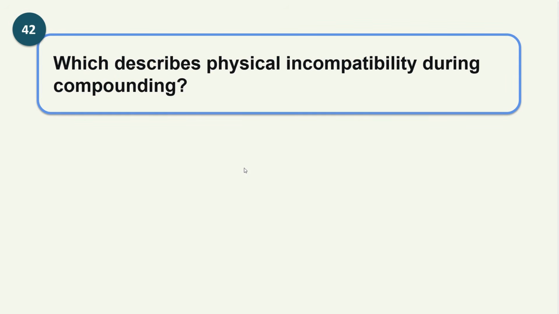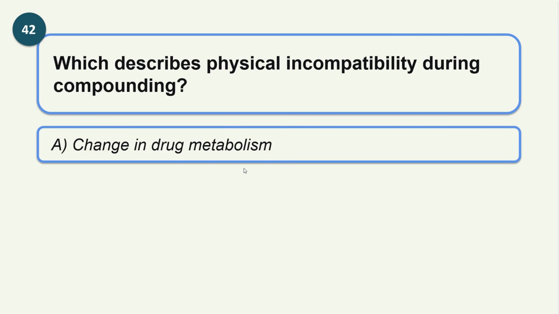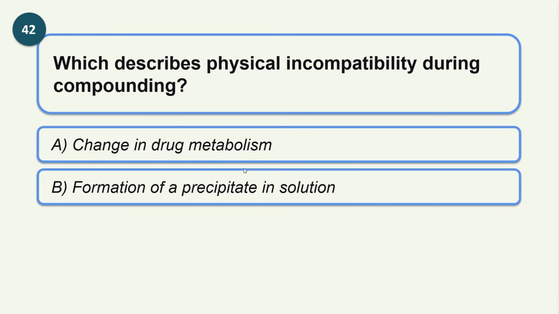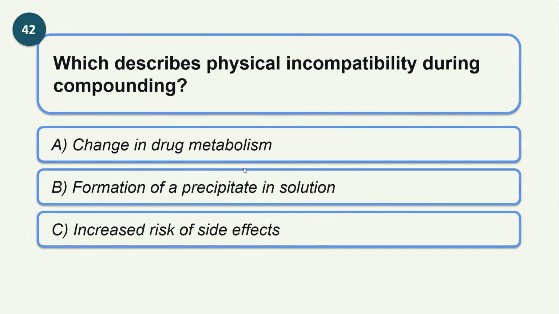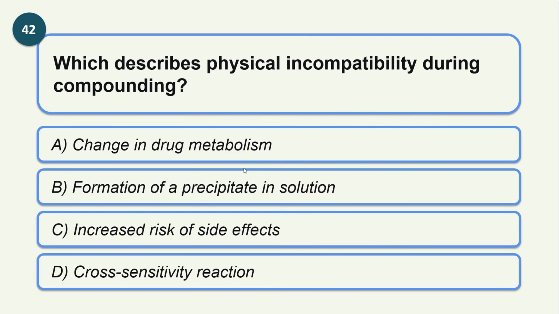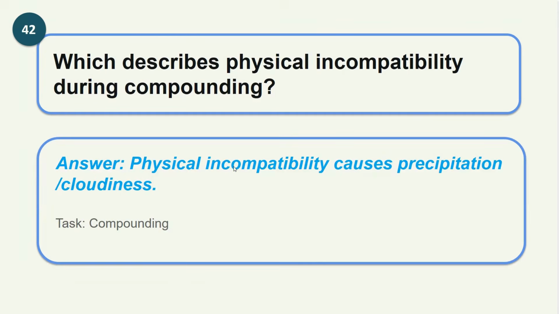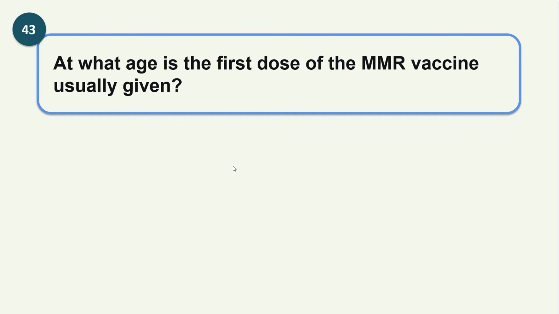Next, which describes a physical incompatibility during compounding? A. Change in drug metabolism, B. Formation of precipitate in solution, C. Increased risk of side effects, D. Cross sensitivity reaction. The correct answer is formation of precipitate in solution. It is a physical incompatibility, often seen in total parenteral nutrition.